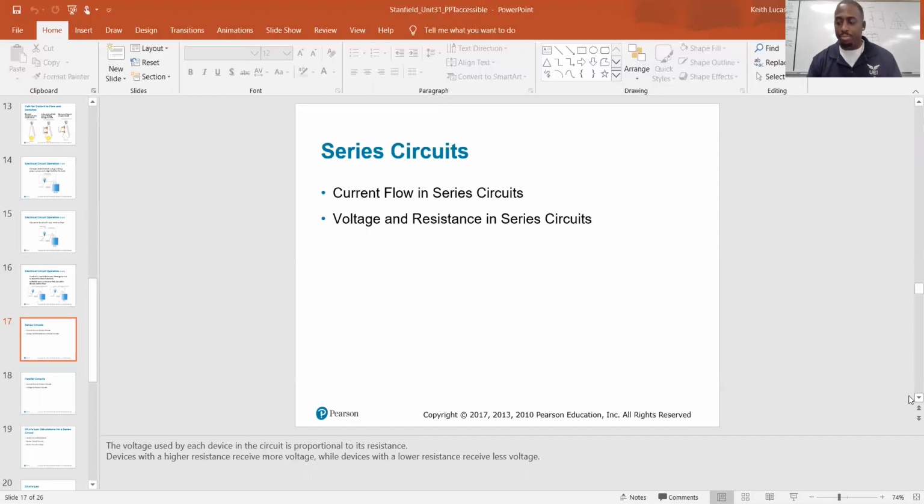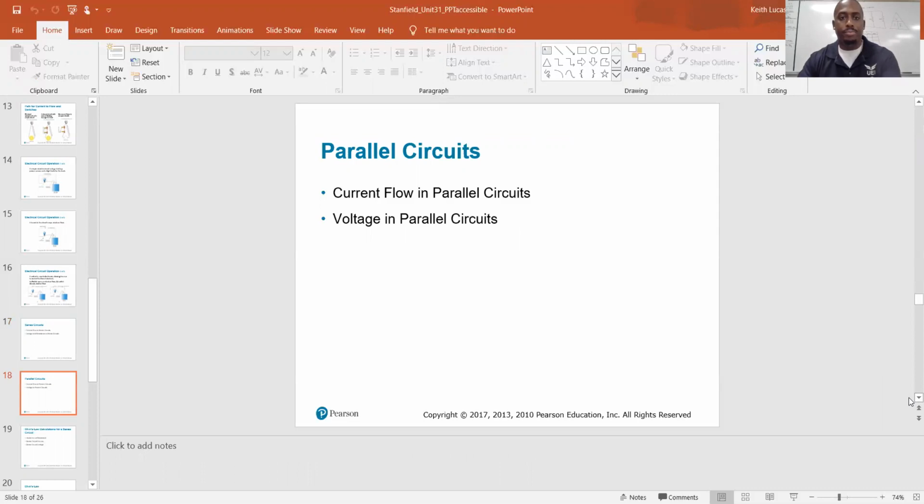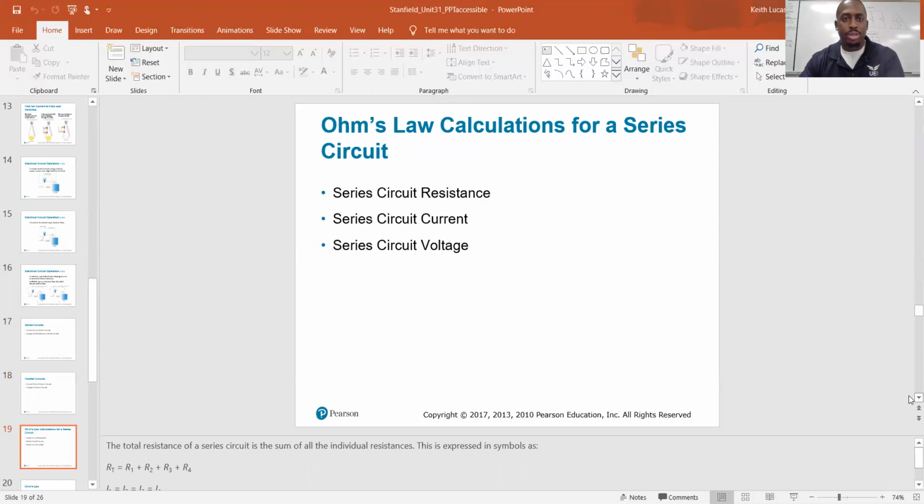And then parallel, each of us would have to have our own connection to that power source. Parallel current flow and parallel circuits. So yeah, we know the difference.